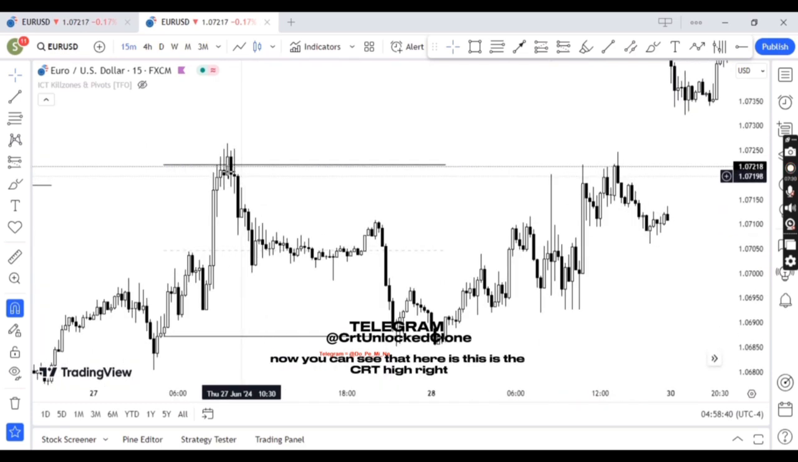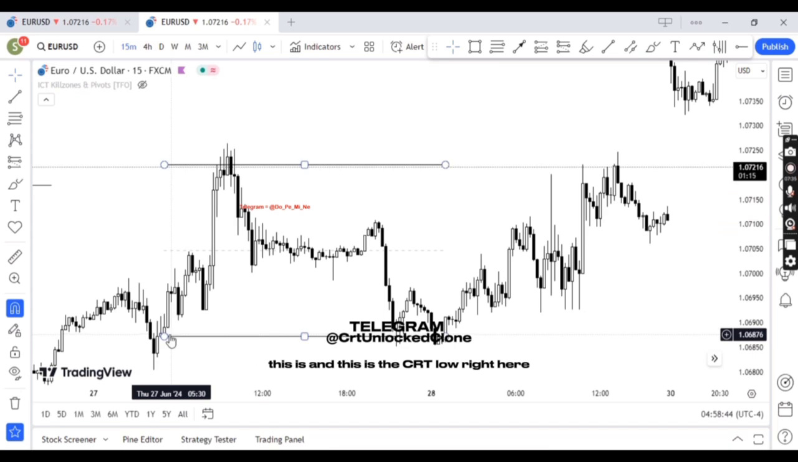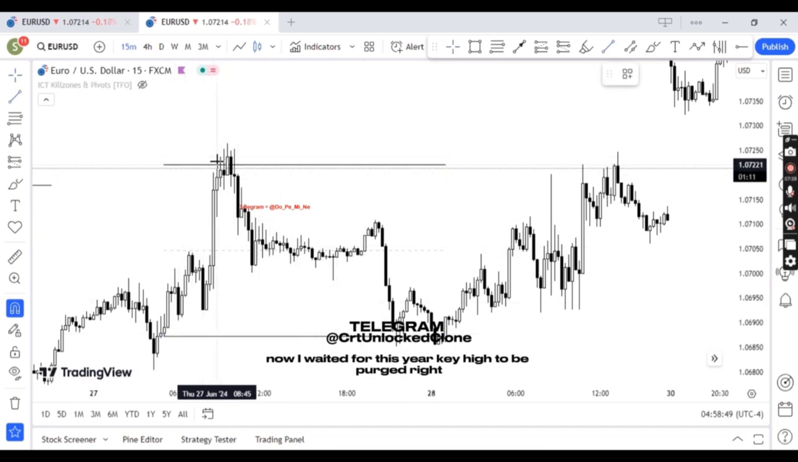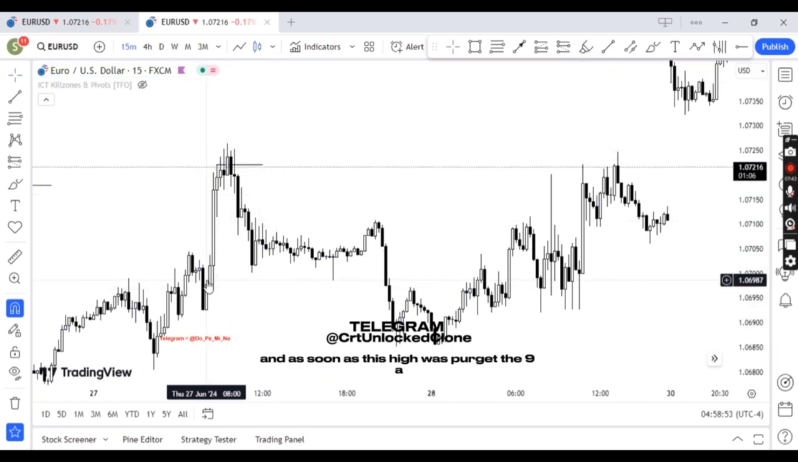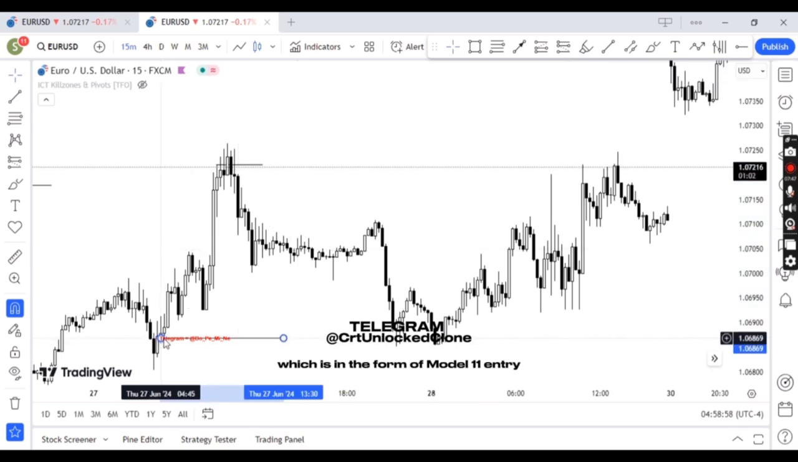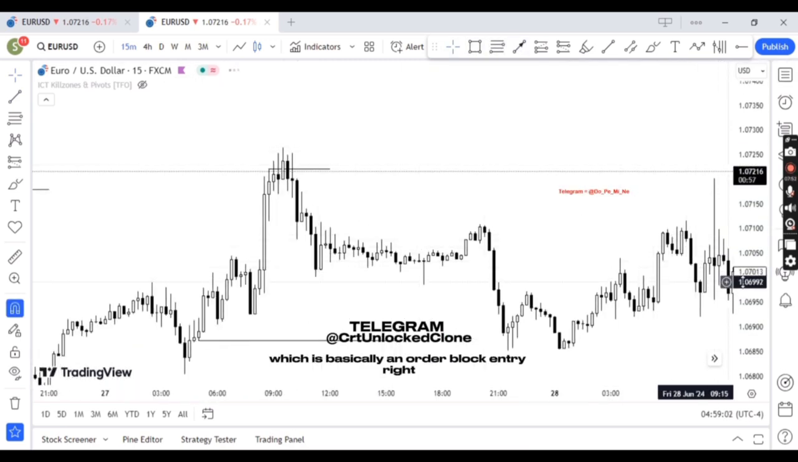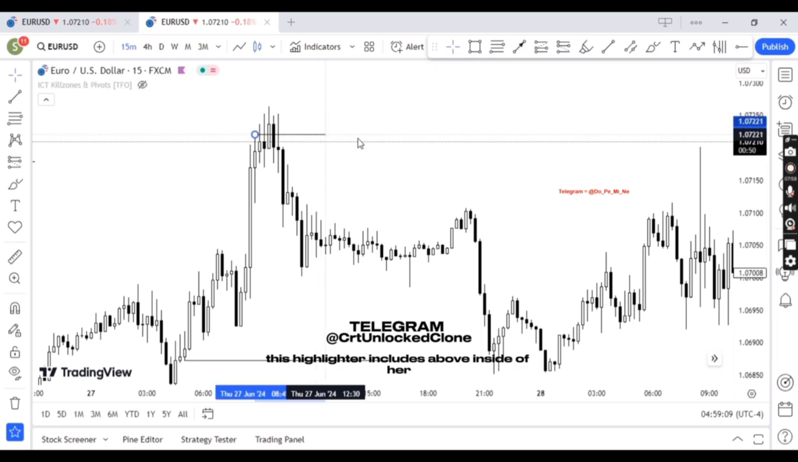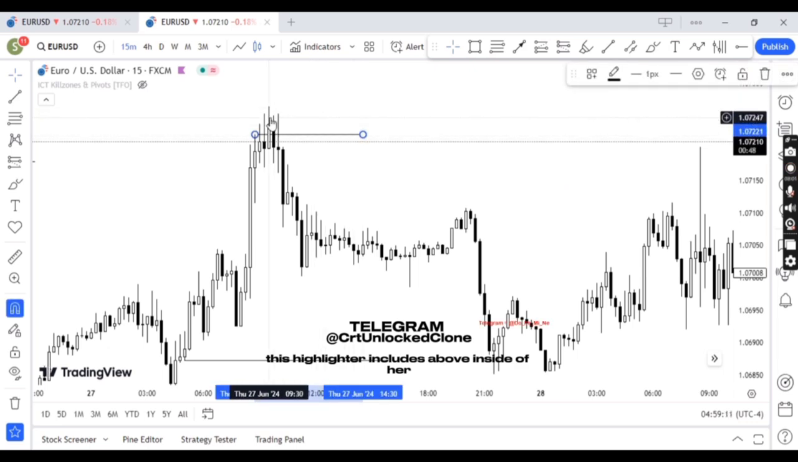Now you can see right here, this is the CRT high, right? This is the CRT low right here, and this is the 50% of the range. Now I waited for this CRT high to be purged, right? And as soon as this high was purged at the 9 a.m. Eastern time here, after that I waited for my setup, which is in the form of model 1 entry, which is basically an order block entry, right? So now you can see that this candle right here is the candle that dug above this high right here and closed above inside of it.